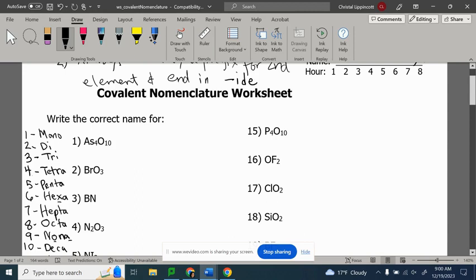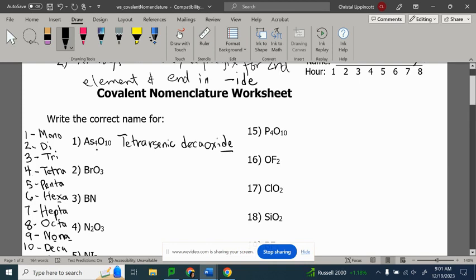So let's try some naming here. So rule number 1, if there's more than one, we need a prefix. So we need to pull out the prefix for this guy. The prefix for 4 is tetra. So this is tetra arsenic. Deca oxide. Always change the ending to "ide."